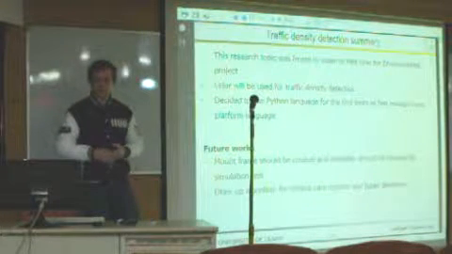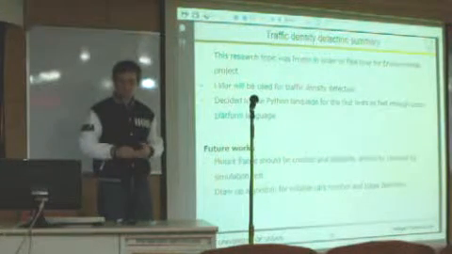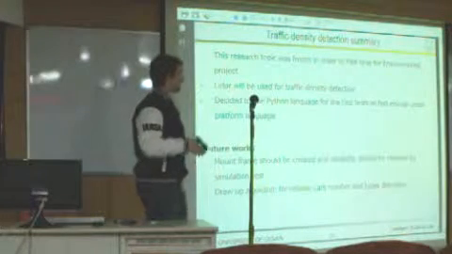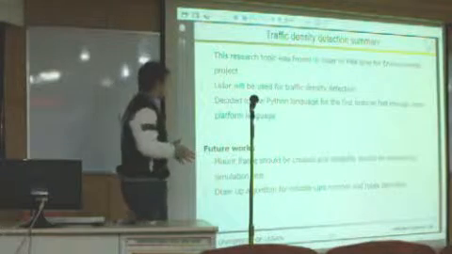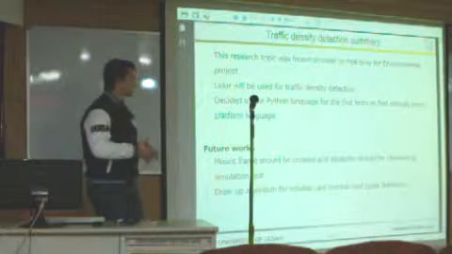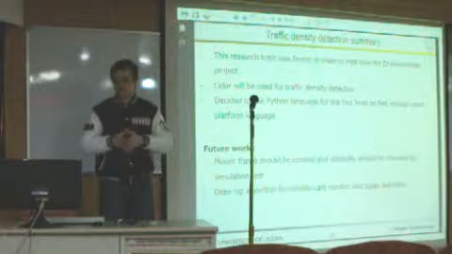And future works. I will mount the frame. The mount frame should be created and its reliability should be tested in SolidWorks. And I'll draw up an algorithm for reliable car number and type detection.